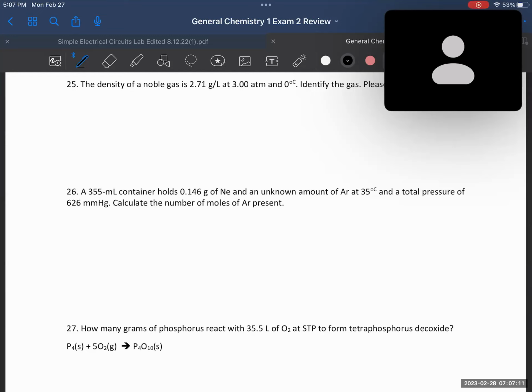So let's see, a 355 milliliter container holds 0.146 grams of neon and an unknown amount of argon at 35 degrees Celsius and a total pressure of that. Calculate the number of moles of argon present. All right, we'll give you all, say, 3 minutes to do this problem. We'll reconvene at 5:10 p.m.